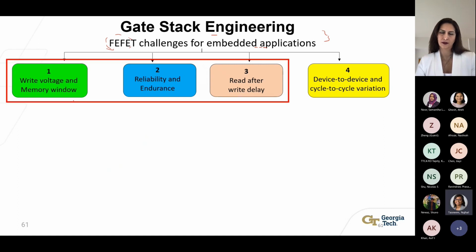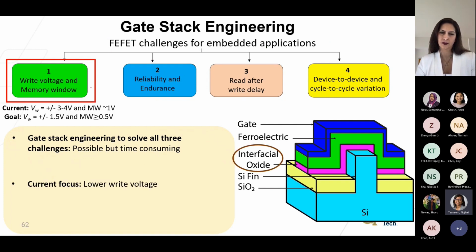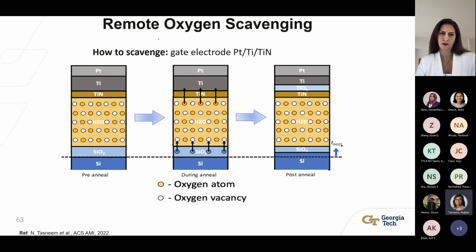As I've mentioned, in my PhD, I focused on the first three challenges of the FeFET. Now, using gate stack engineering, it is actually possible to solve all the challenges, but trying to do it simultaneously will be very time consuming. So for my experiments, I only focused on the first problem and tried to lower the write voltage. And I also focused on the interfacial oxide layer of the FeFET's gate stack. So for my experiment, I used a remote oxygen scavenging technique to lower the interfacial layer thickness in the MFIS gate stack in an MFIS structure.